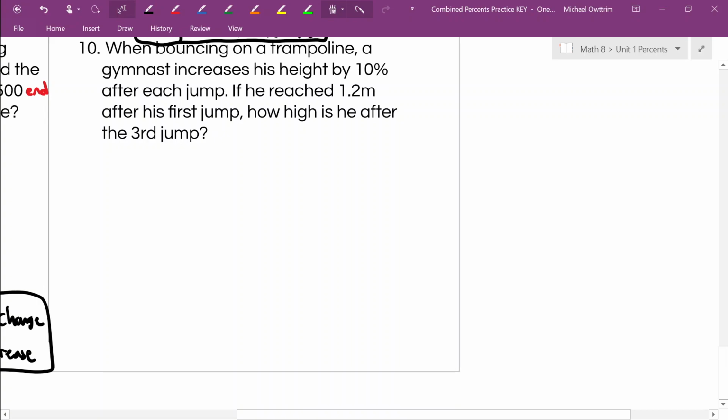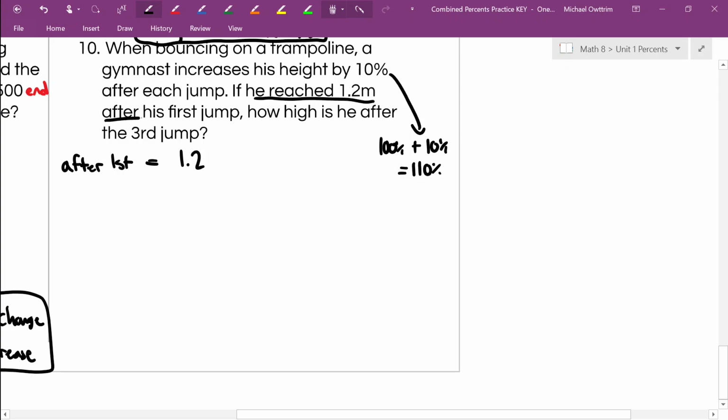Okay, question 10 is very similar. There is one important difference. So a gymnast increases his height by 10% after each jump, which means that each jump will be 100% plus the 10% increase. You'll have 110% overall. So the difference here is that they tell us that after the first jump, you just are at 1.2 meters, right? He reached 1.2 meters after his first jump, so we don't have any percent there yet.